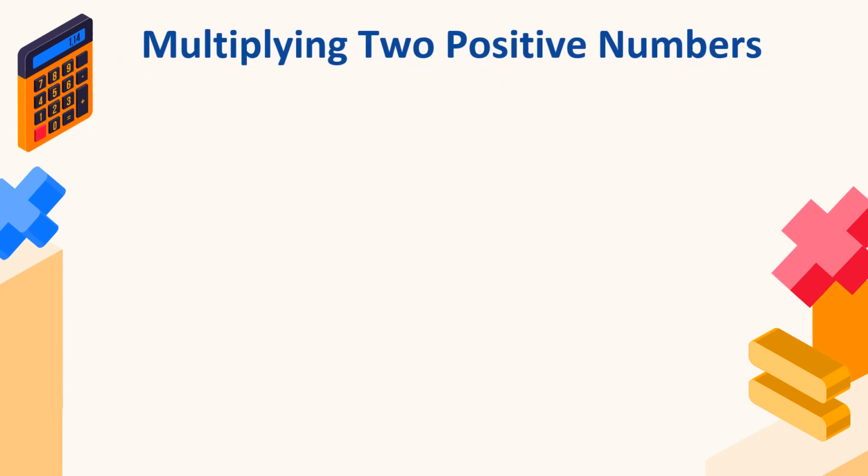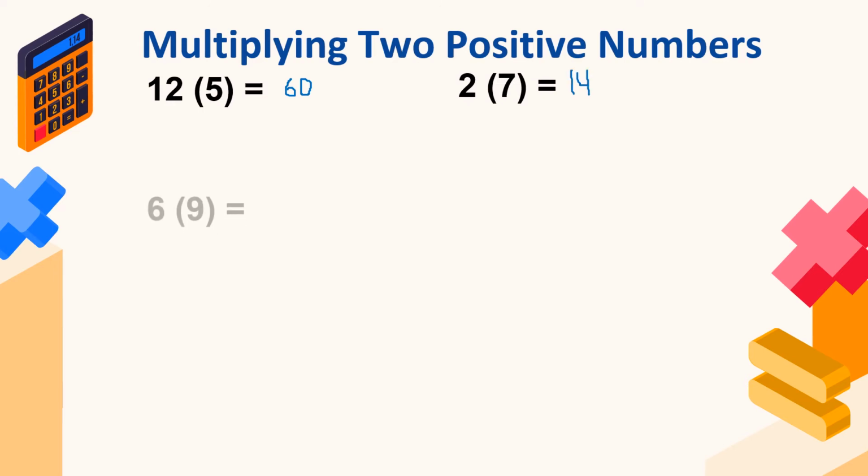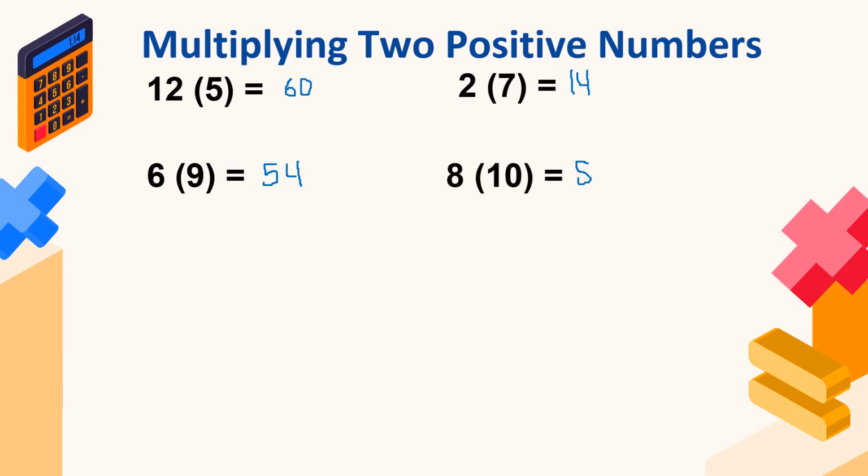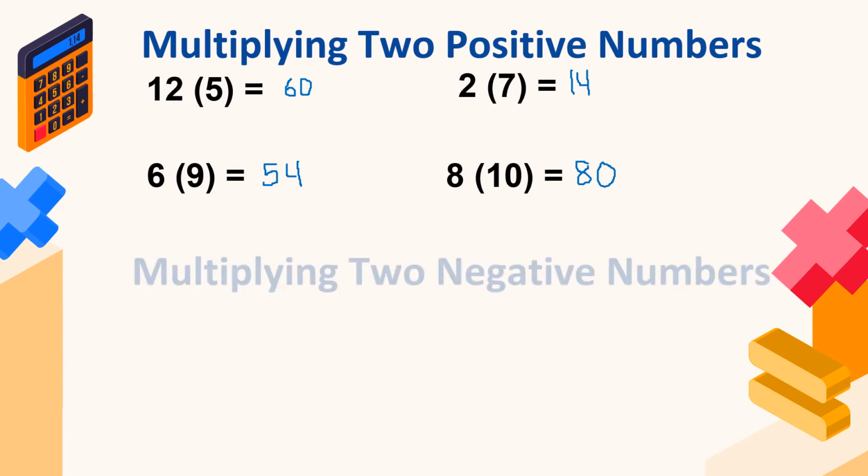Next, multiplying two positive numbers. 12 times 5 is equal to 60. And 2 times 7 is equal to 14. Next, 6 times 9 is equal to 54. Next, 8 times 10 is equal to 80. So, kung papansin niyo, since both are positive, positive din ang result.